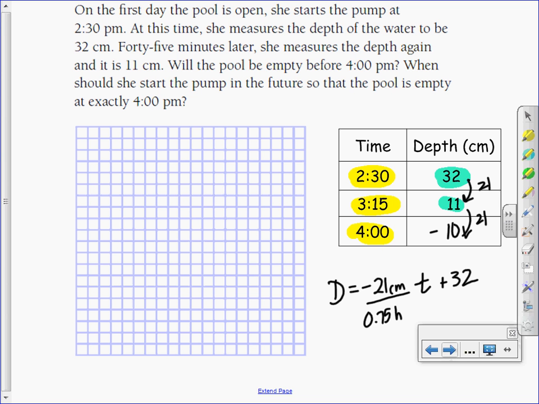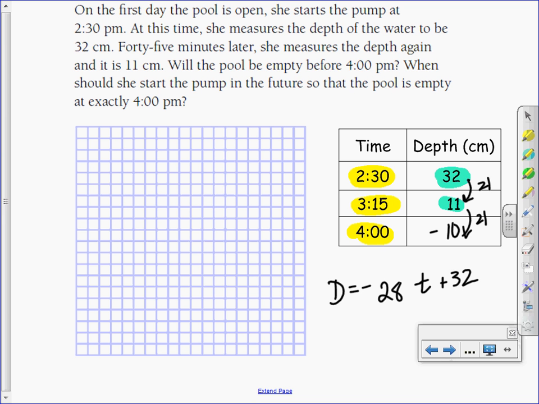Now if you divide 21 by 3/4, you will find that you get your actual slope. So I'm just going to do that and get my answer there, which is 28. So I'm going to just erase that and say, well, really that's dividing that out. 21 divided by 3/4 is 28. So that's minus 28 centimeters per hour. So I have my relationship.